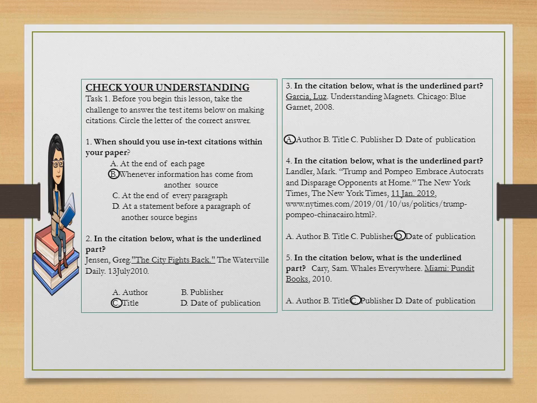Let us now check your answer. Okay, for number 1, it's letter B. For number 2, it's letter C. For number 3, letter A. For number 4, letter D. And for number 5, it's letter C.